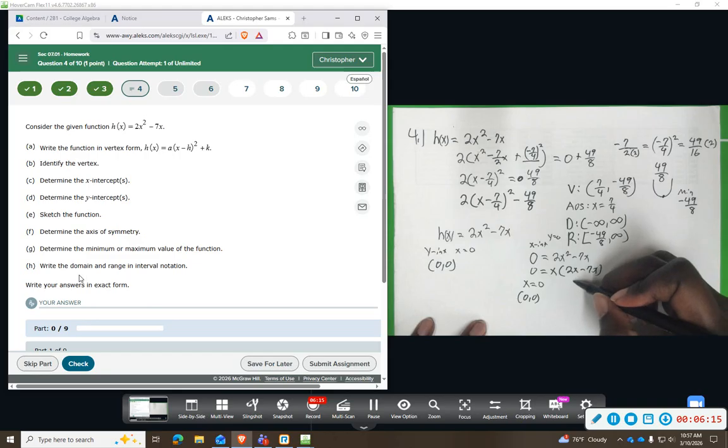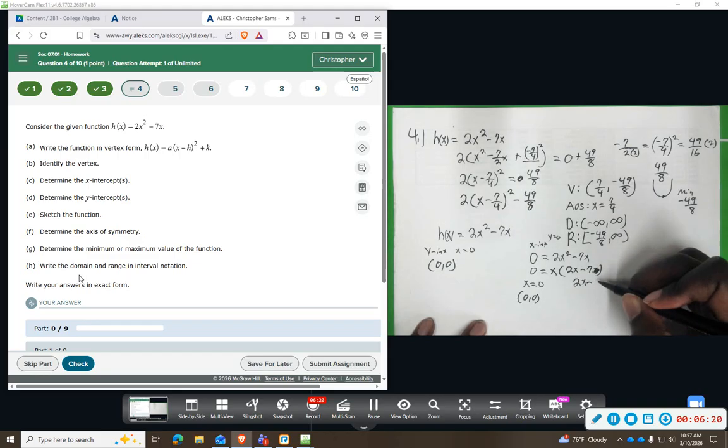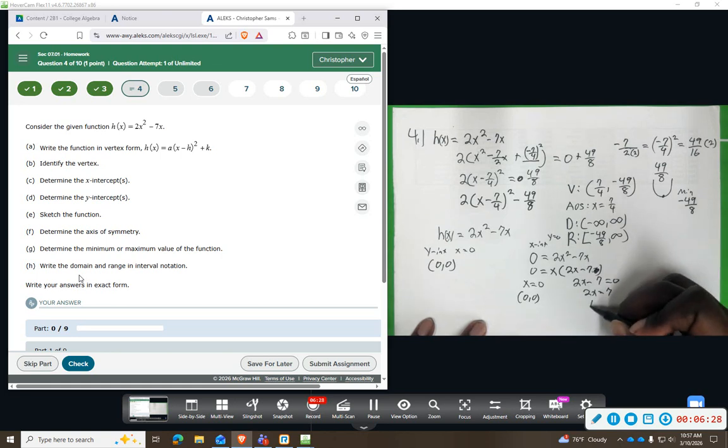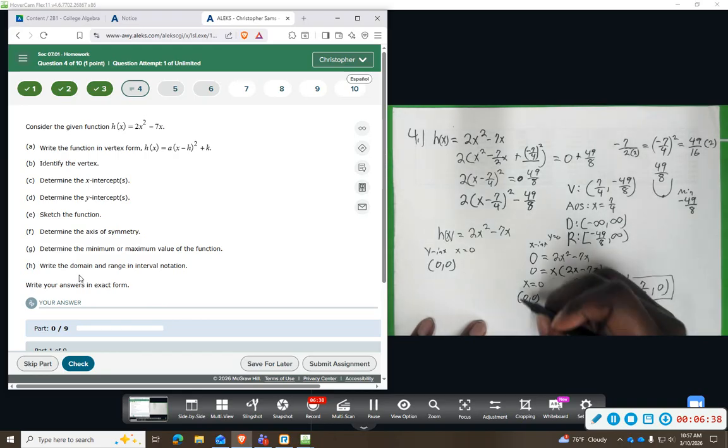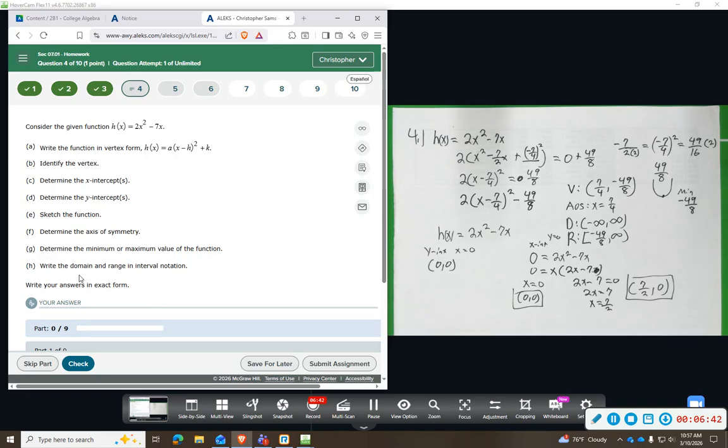And then 2x minus 7 equals 0. Add 7, and divide by 2. So x is 7 over 2. The other ordered pair is 7 over 2, comma 0. So this should be all of the parts that we need. Now let's just plug them in.